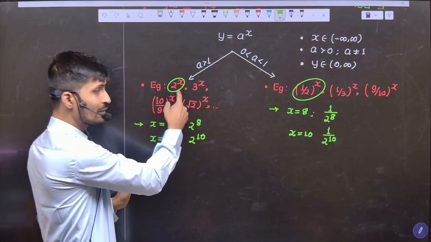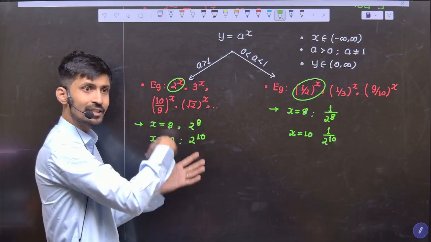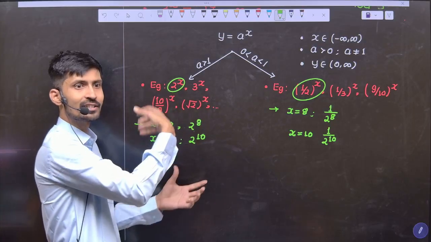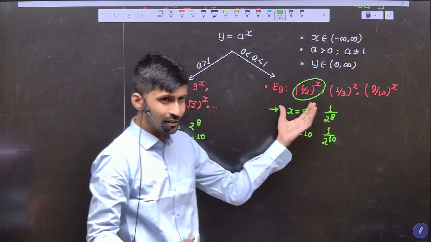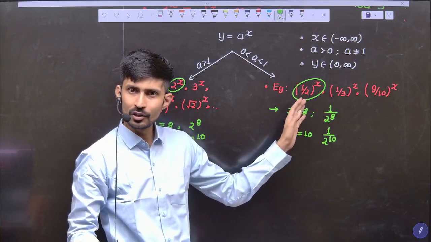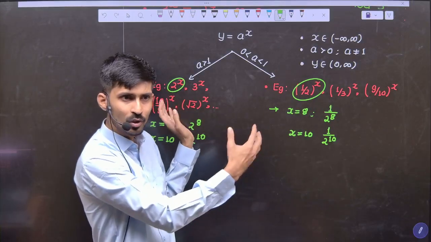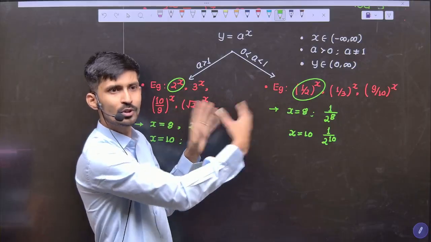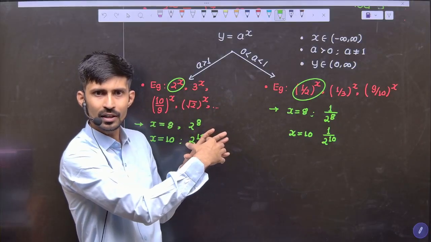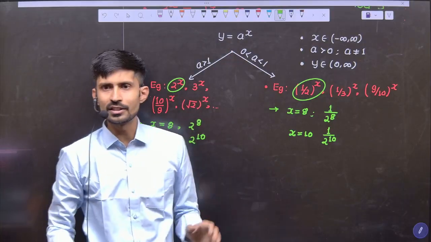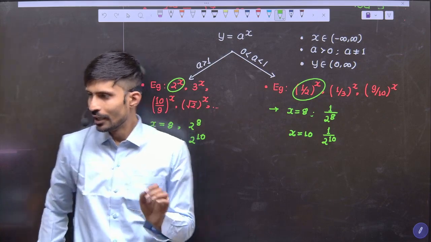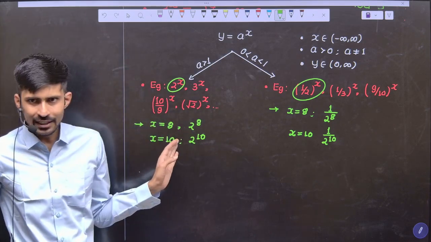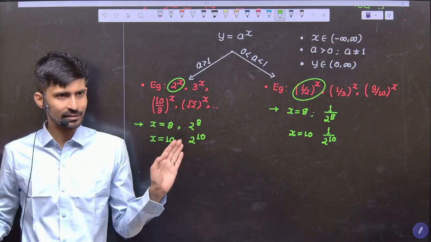Whatever understanding will be there for 2 raised to x, same understanding will be there for 3 raised to x, same understanding will be there for this, same understanding will be there for this. But now you understood why we have separated? Because both are opposite of each other. That's why we are studying a raised to x in two parts. So whatever I have written here in green, now see here.